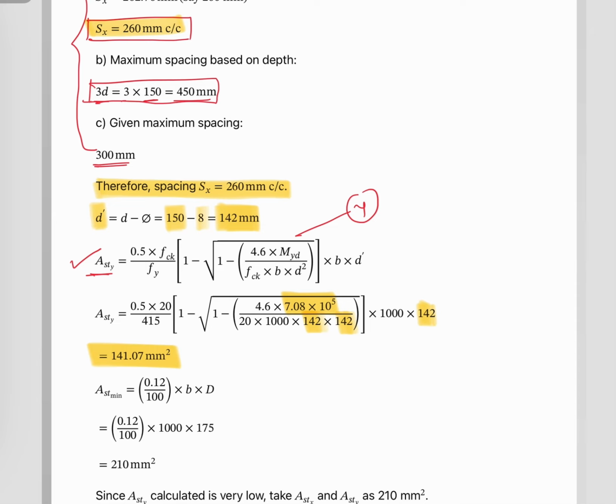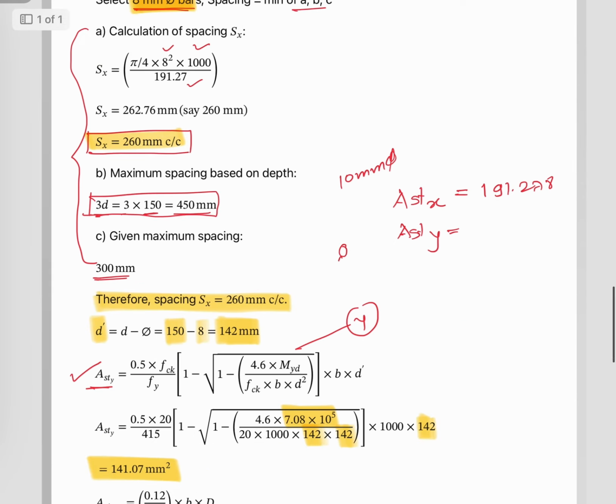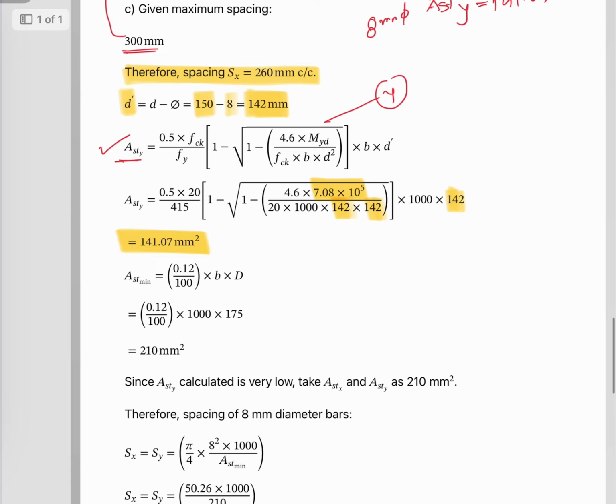But now wait. Now see, Ast along the x direction, Ast along the y direction. For the x direction I got 191.278 for the 10 mm bar, okay, and for the y direction I got, for the 8 mm bar, 141.07 mm square, right? But what is the minimum requirement? What should be the minimum requirement? That should be there itself. More than that you can assign, but not less than the minimum requirement. Otherwise your slab will fail.